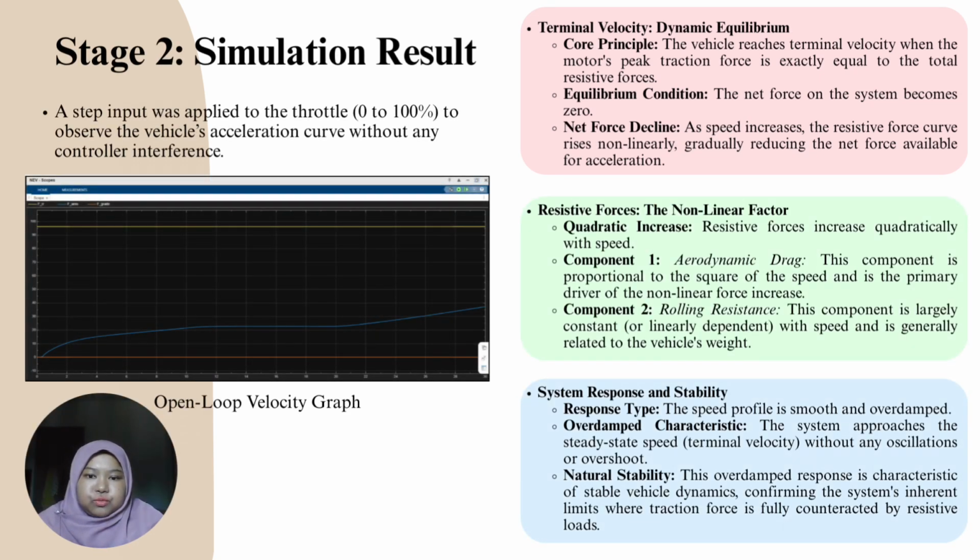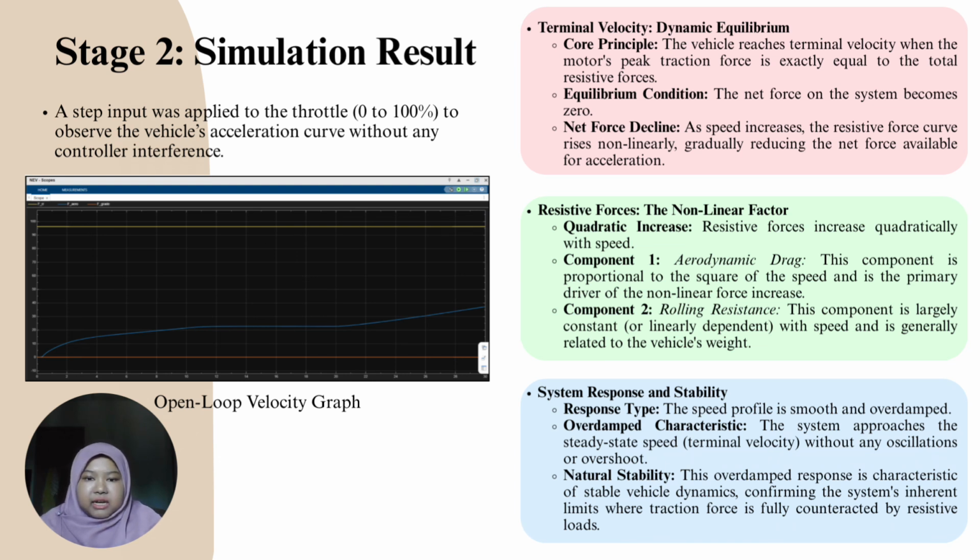Moving on to Stage 2, we conducted the open loop simulation. Before we could design a complex controller like the ACC, we first had to understand the natural behavior of our NEV. To do this, we applied a step input to the throttle. In simple terms, we simulated flooring the gas pedal, going from 0 to 100% throttle instantly. We wanted to observe how the vehicle's acceleration curve behaves without any computer interference. This gives us the baseline performance you see in the graph on the left.